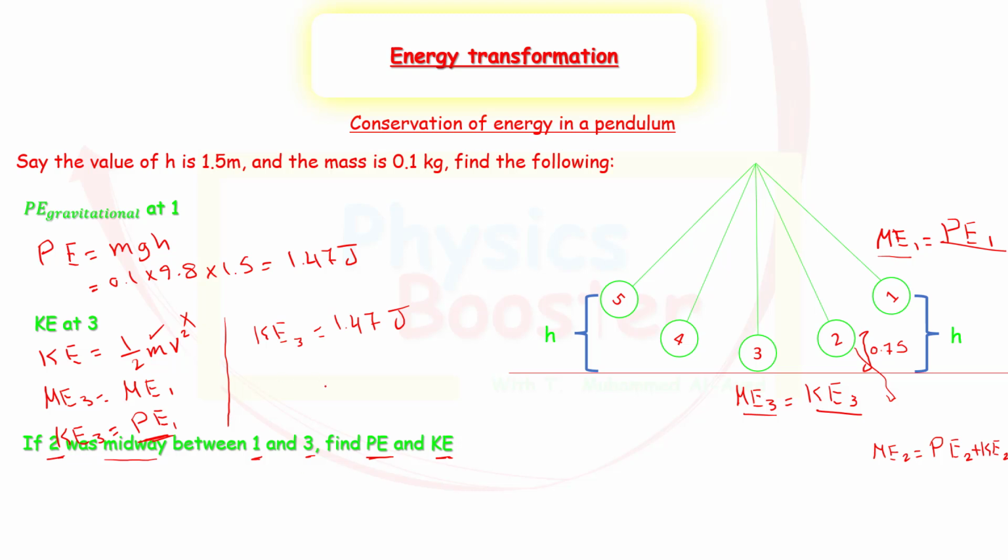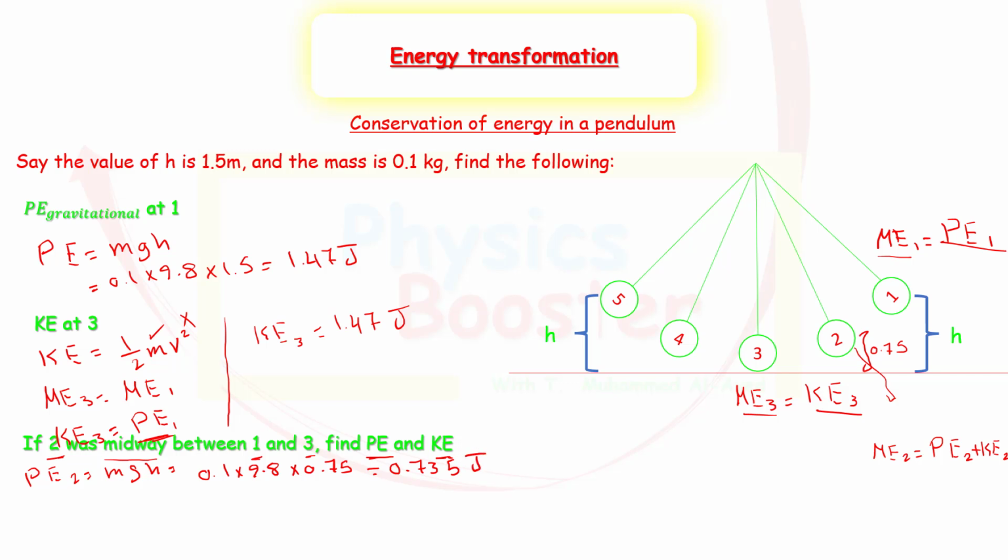So finding the potential energy will be very easy. I can say that the potential energy at location 2 is simply equal to mgh, which is equal to the mass, which is 0.1, multiplied by 9.8, multiplied by 0.75. This will give me an answer equal to 0.735 joules. So finding the potential energy was very easy. Now I need the kinetic energy.